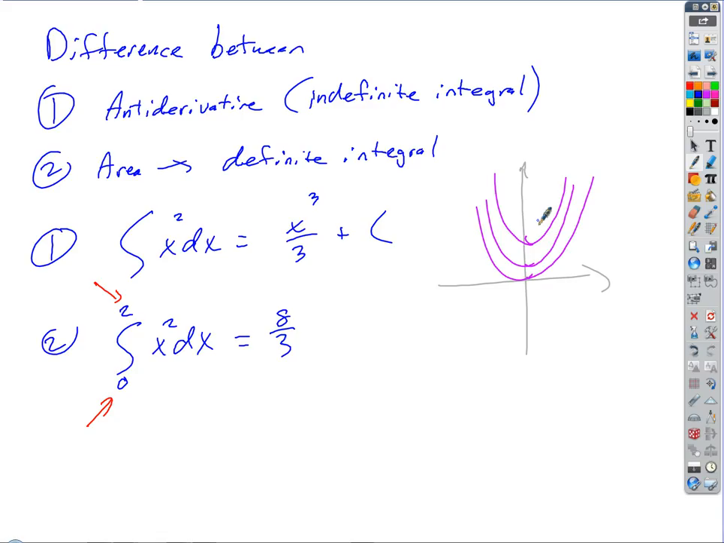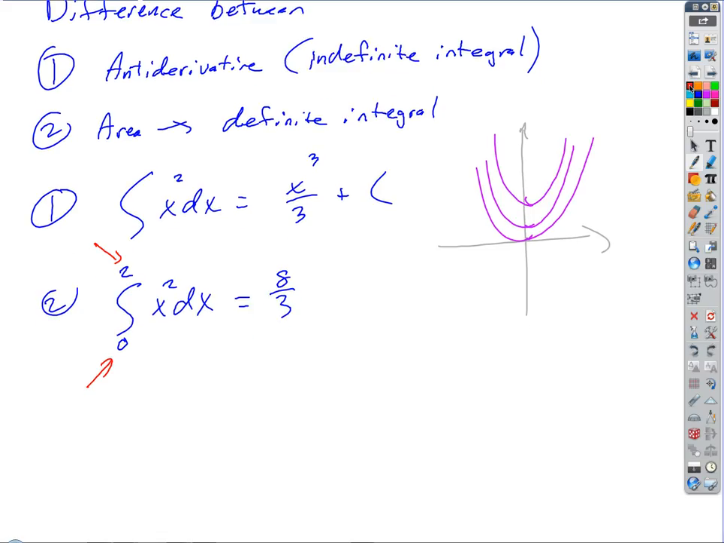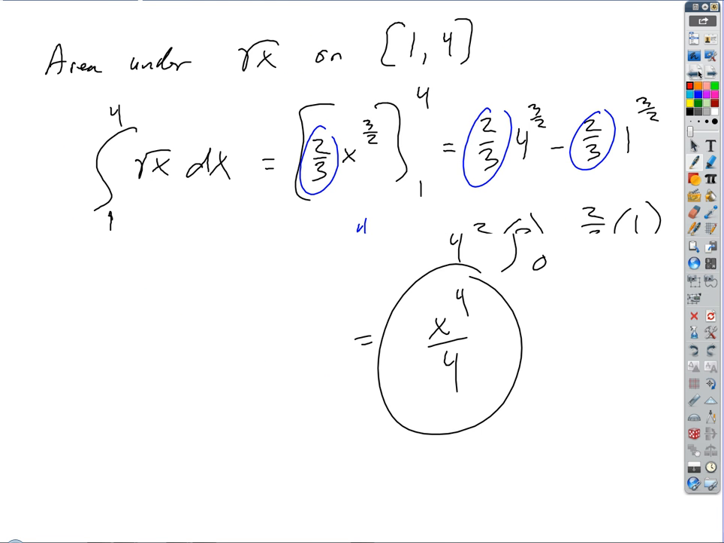So these guys are the limits of integration. So if it was like 2 to 4, would you have to do 4, or would you have to do 2? Because to get like 8/3, I assume you needed 2. Let's do some problems. Let's do some.